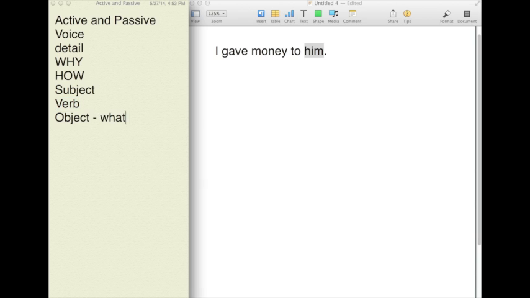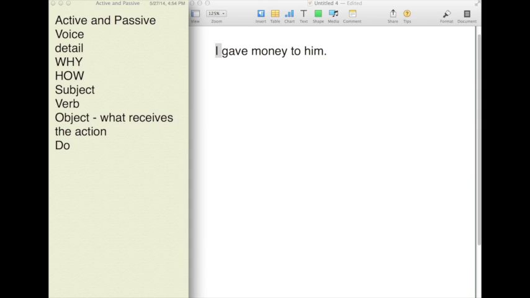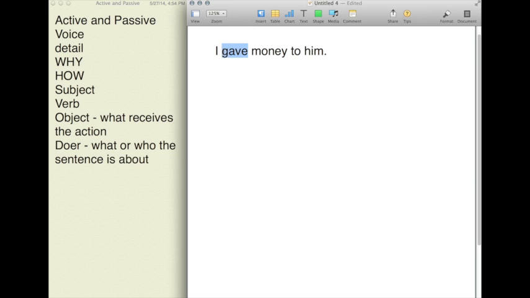The object is what receives the action. So that's how you can think about the object. The subject is the doer, usually, or what or who the sentence is about. Again, you know, verb, the action, and then what receives the action. So this person, him, didn't do any action, they just got some action. So we can consider this as the object.